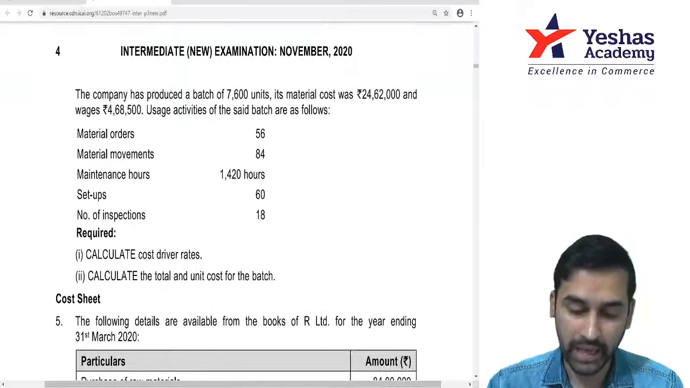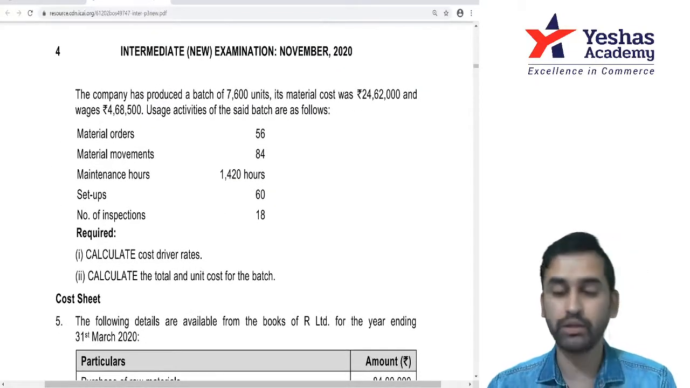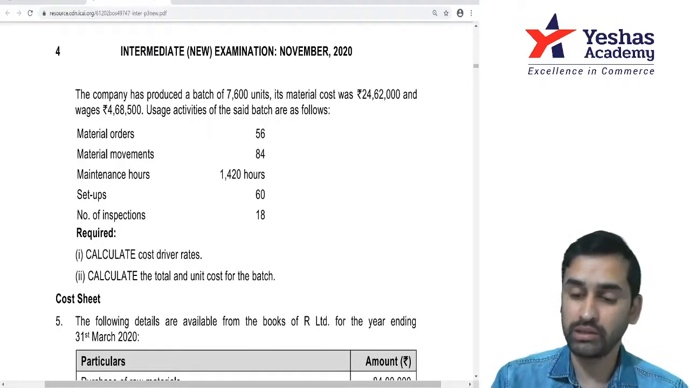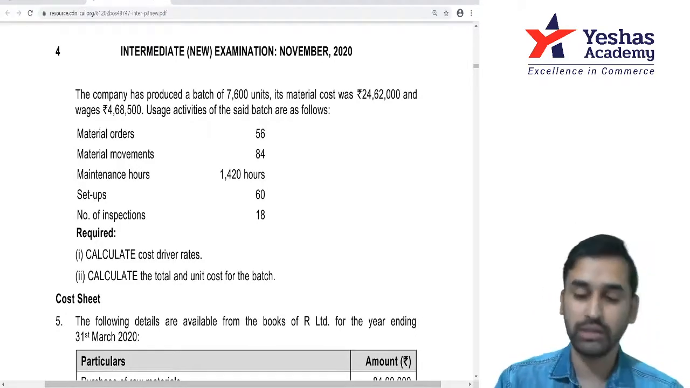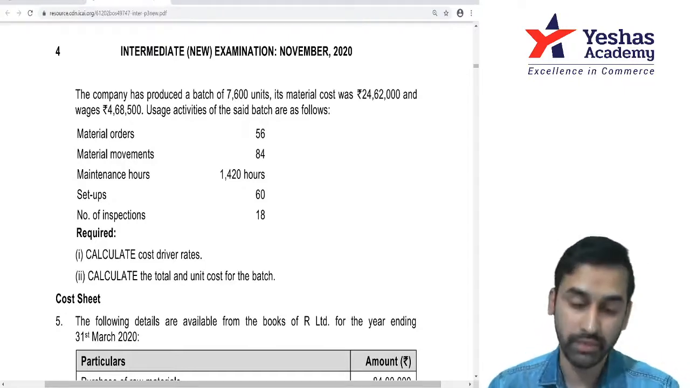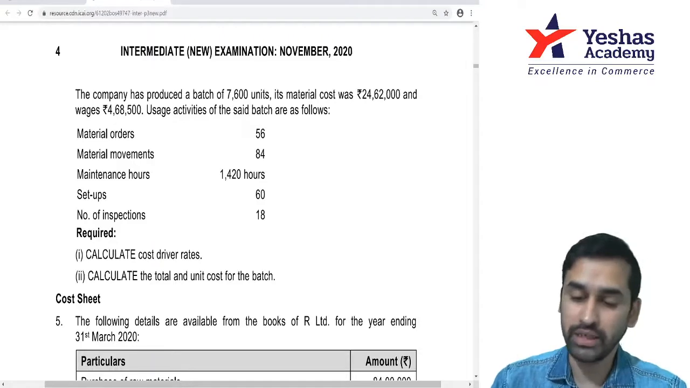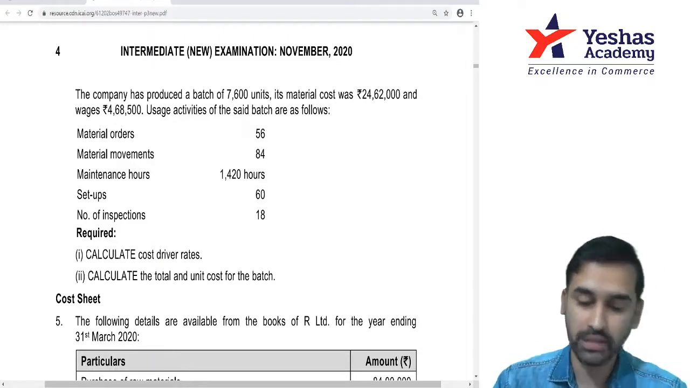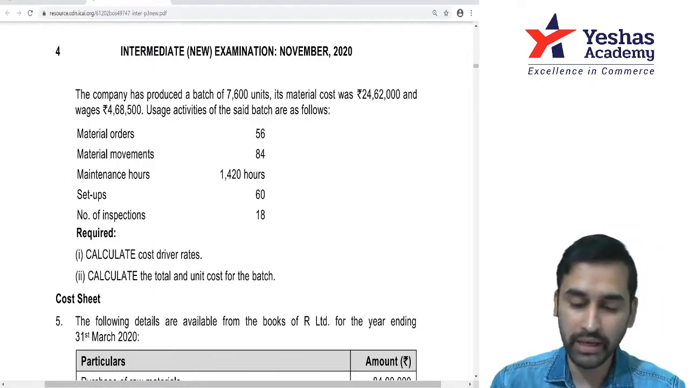The company has produced a batch of 7,600 units. That's okay. Material cost given, labor cost given. Overheads you have to calculate, that is based on ABC. Usage activities of the said batch is also given. 56 orders, 84 movements, 1420 maintenance hours, 60 setup, 18 inspection.